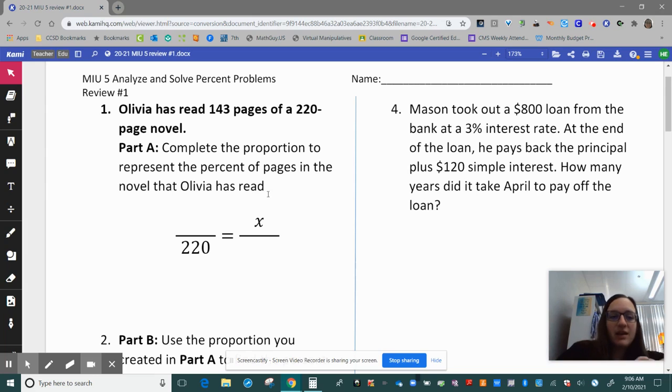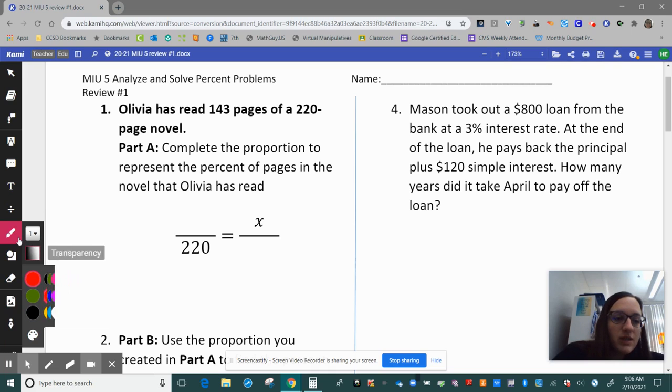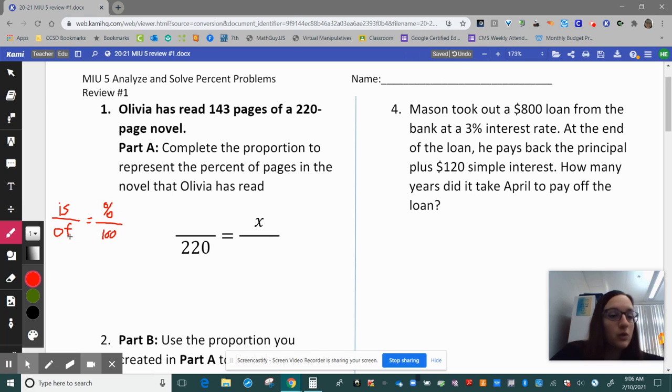So remember, we're setting up our is over of equals percent over 100. And that could be something we write down to the side, right? We have our is over of equals our percent over 100. So they already told us that our total is 220. That's our of, which makes sense. The book has 220 pages in it. She has only read 143 pages.